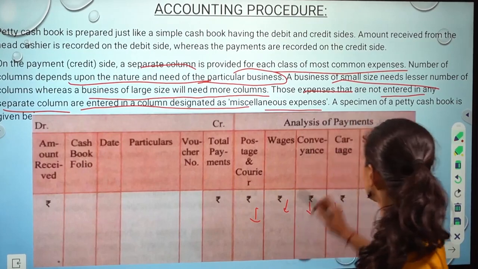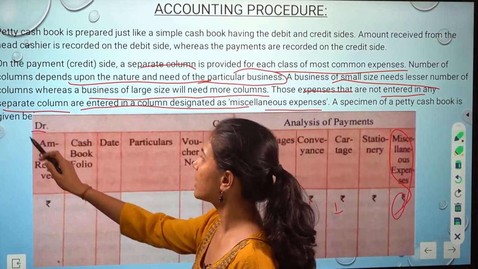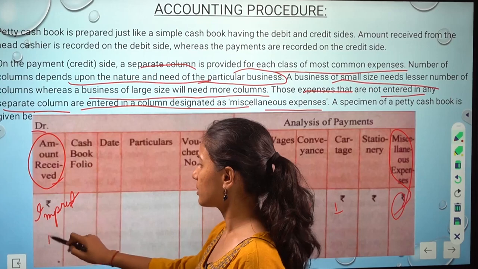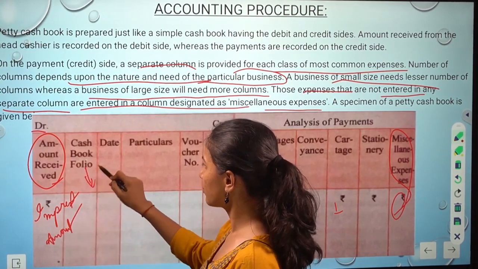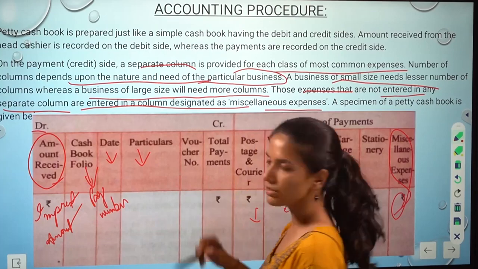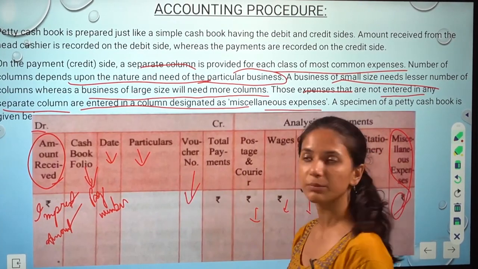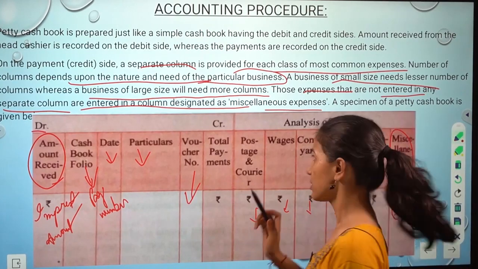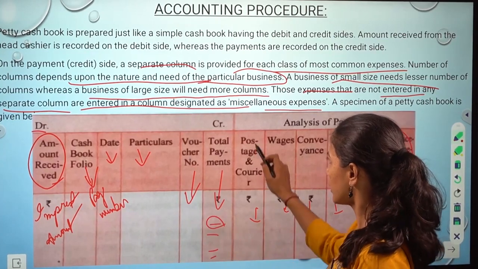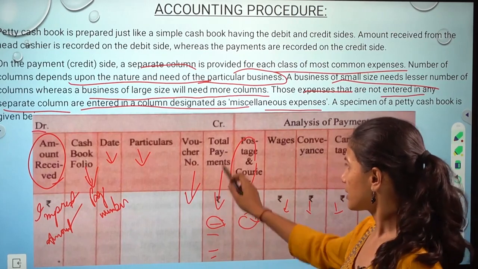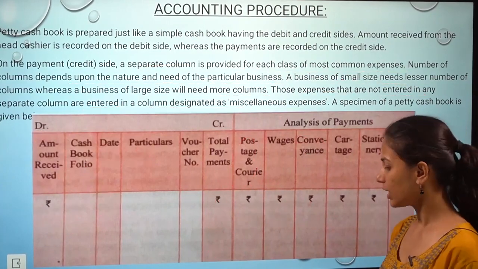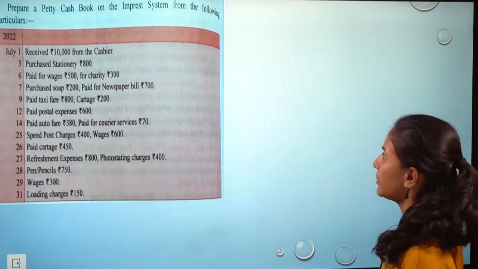So this is the specimen of a petty cashbook. On the debit side you have amount received, that is your imprest amount. Then this cashbook folio is the page number of the cashbook. Then you have date, particulars, and then voucher number, because the petty cashier has to maintain all the vouchers. Then total payments, whatever payments you are paying, will be entered here. And if it is under postage, then it will be posted here also, again under postage. These are the specimen of a petty cashbook.